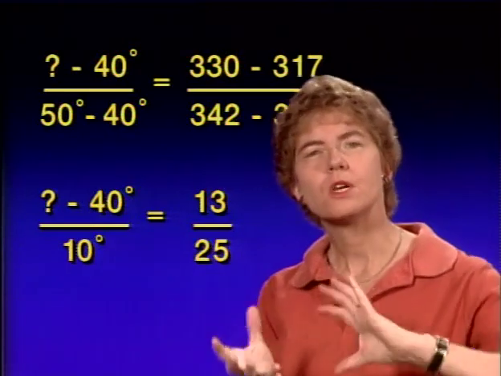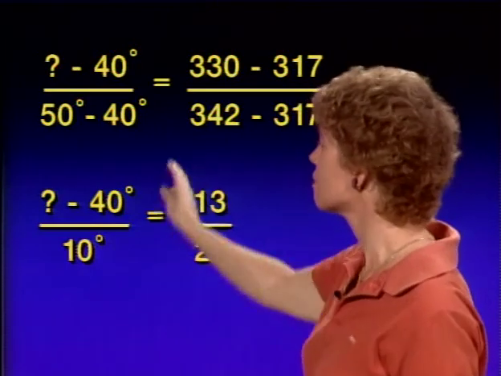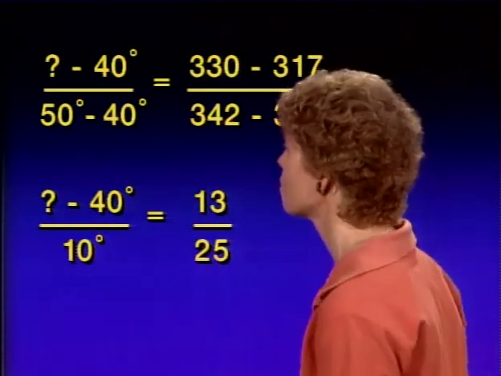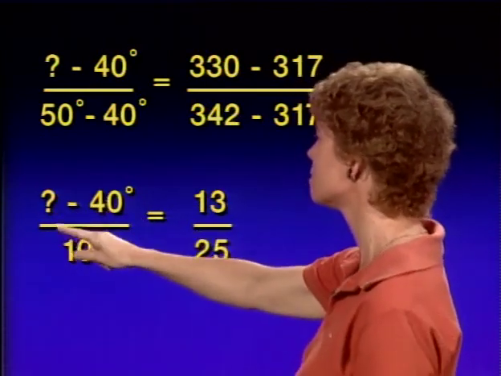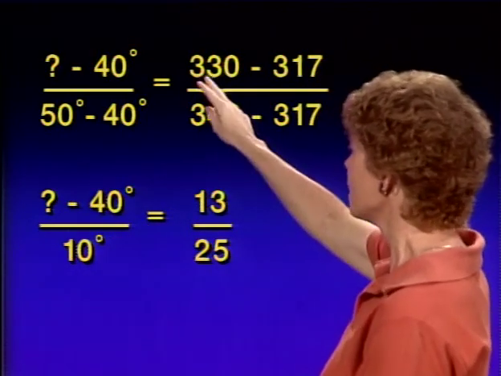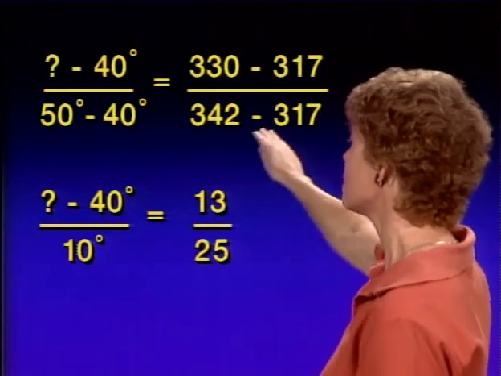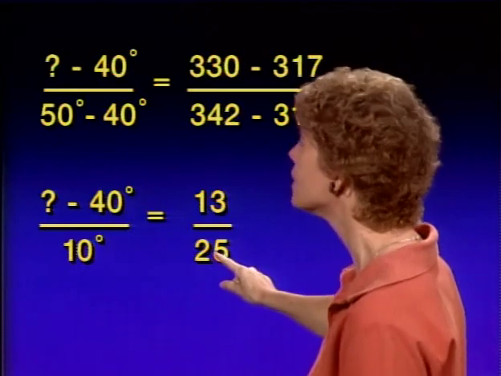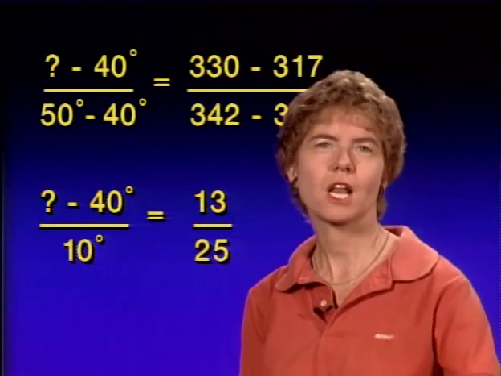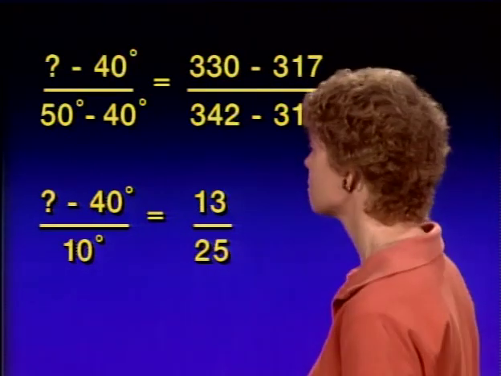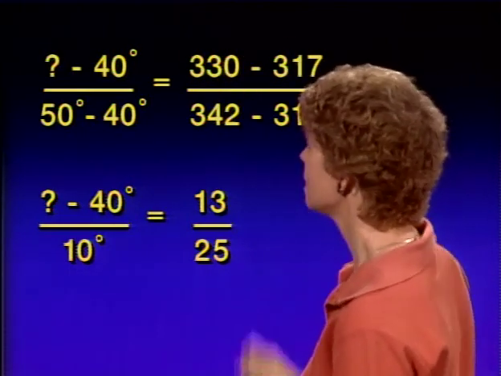Okay, when we start reducing that down, 50 degrees minus 40 degrees is 10 degrees. So we've got 10 degrees on the bottom of our formula here. We still don't know yet what our temperature is, so that stays in as a question mark, minus 40 degrees. 330 minus 317 PSIG is 13. 342 minus 317 is 25. So basically what we're doing is looking for a temperature that has the same relationship between 40 and 50 degrees that our pressure of 330 had between 317 and 342.